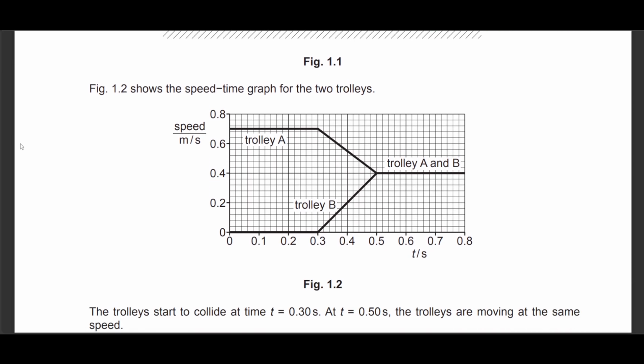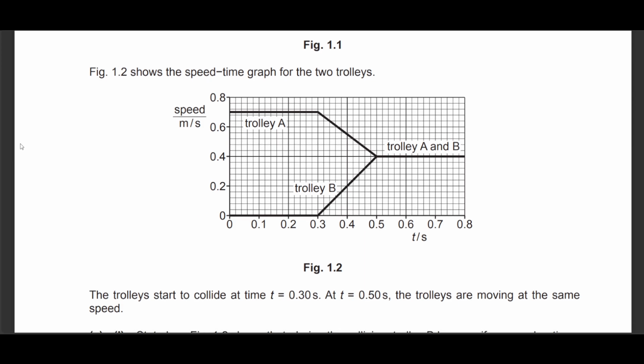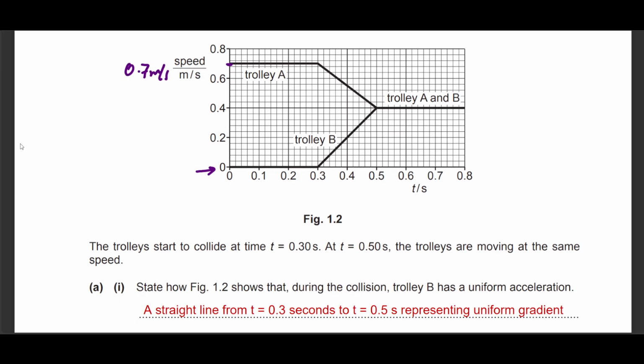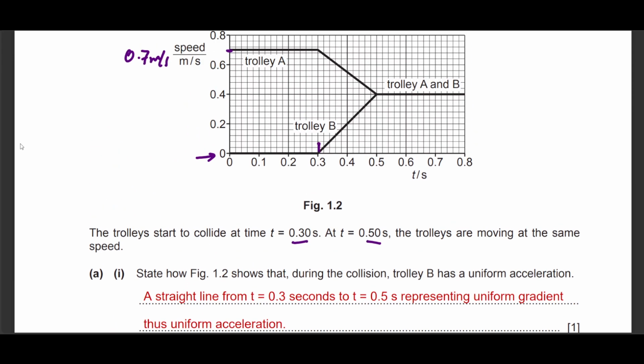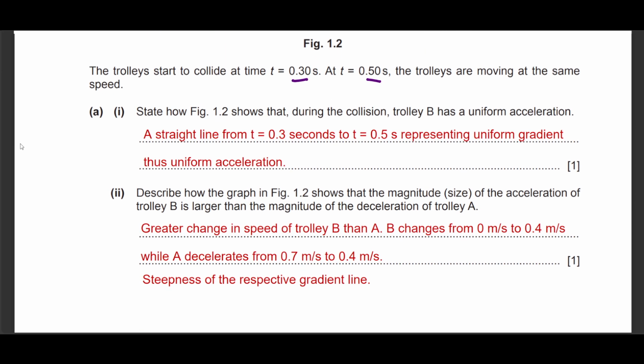Now, figure 1.2 shows the speed-time graph of each trolley individually. As you can see, trolley B initially has 0 speed, and trolley A is approximately moving at a speed of 0.7 meters per second, which will come in handy later in the numerical questions. So in the first part, it says the trolleys start to collide at t equals 0.3 and finish at 0.5. The trolleys are moving at the same speed after the collision. So the duration of the collision starts from 0.3 and finishes at 0.5.